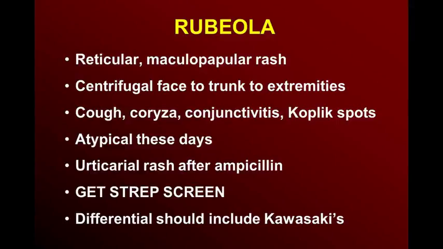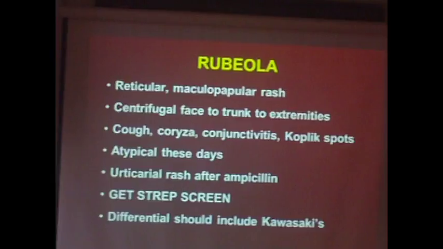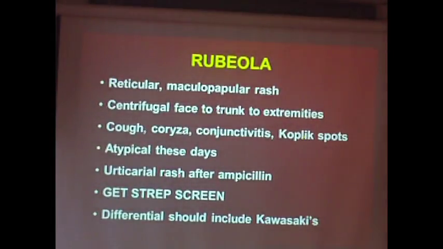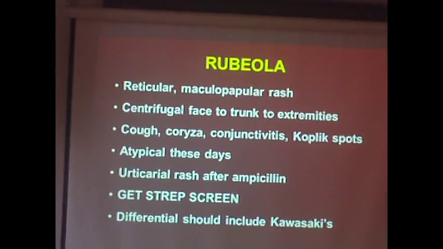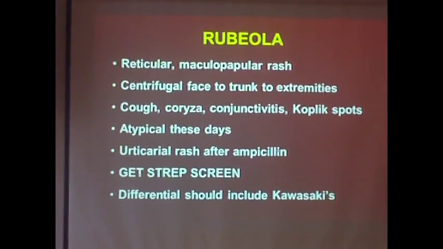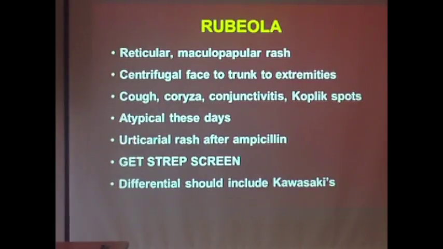So the rashes that you see no longer look like classic measles, they look like who knows what. So, again, do your strep screen, do your urinalysis, make sure you don't have any red cells and protein in the urine, and then you're probably okay. But the typical things are no longer typical. The biggest thing to remember is to differentiate it from Kawasaki's.